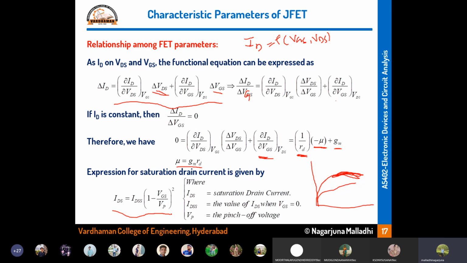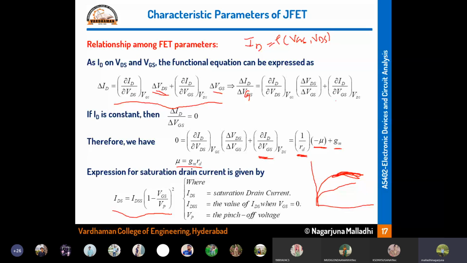As VDS increases, at a certain value of VDS, the cross-sectional area of the channel becomes minimum. At this voltage, the channel is said to be pinched off, and the voltage is known as pinch-off voltage.